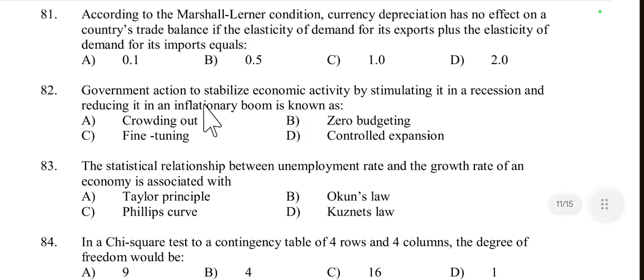Then question number 82. Government action to stabilize economic activity by stimulating it in a recession and reducing it in an inflationary boom is known as crowding out, zero budgeting, fine tuning, or controlled expansion. So it is called fine tuning. Government stimulates the economy in recession time and reduces it in an inflationary or boom period, so it is called fine tuning.